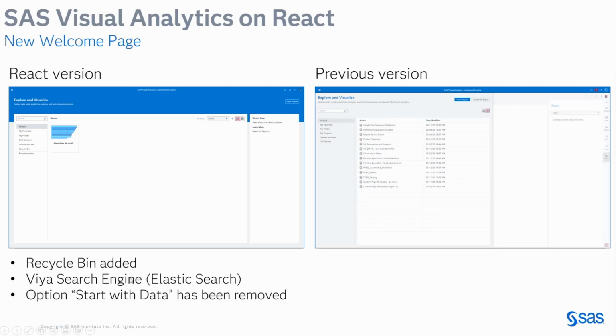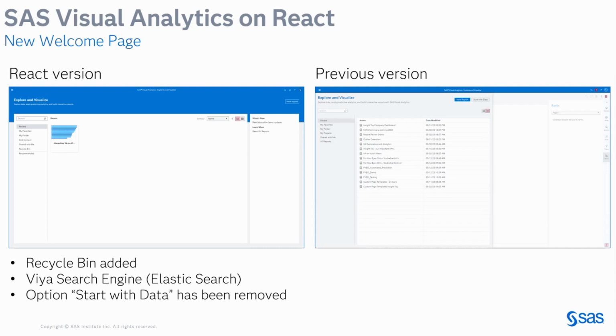What's also interesting, as you know, we had this search possibility in the welcome screen in the previous version as well. But what is new in the React version is that we are using the VIYA search engine. So now you can use Elasticsearch. And what does Elasticsearch mean? Well, it's a more comprehensive search engine than the default one found in the previous version.